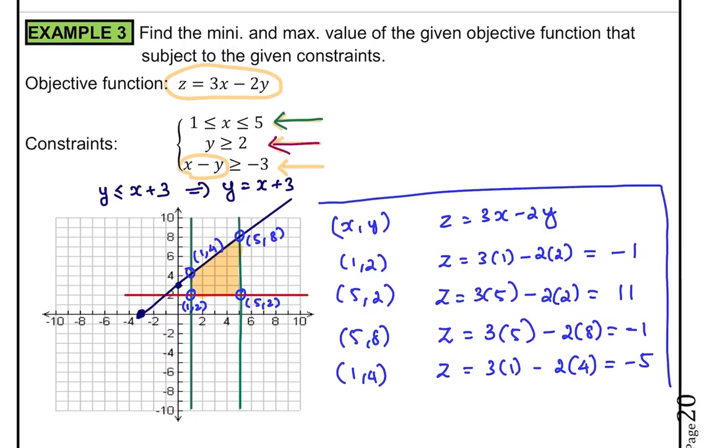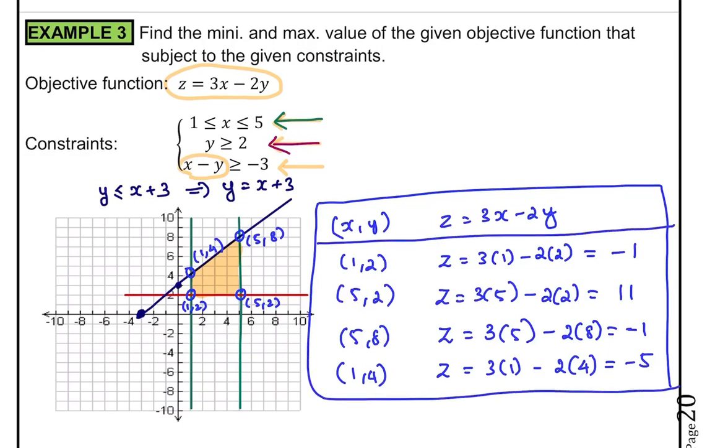right, and here are the values in here. Here's my table right there. And my maximum is going to be 11, and the minimum is going to be 15. Right, the maximum is 11 and the minimum is 15.